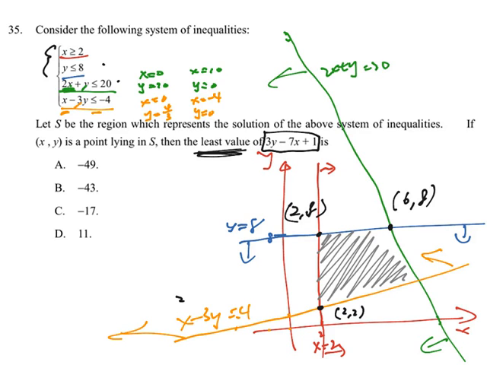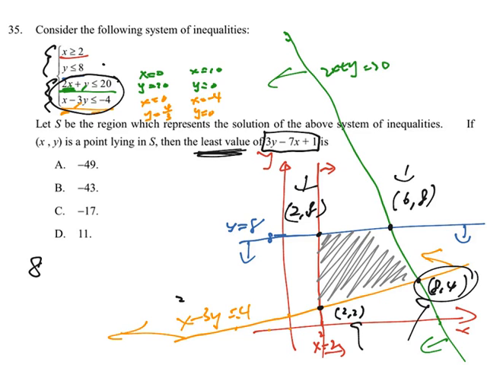Finally, we will see this point. This point is combining these two, so you can use simultaneous equations. Then you can get 8 and 4. Then you substitute point by point. Finally, you can get this is the least: 3 times 4 minus 7 times x plus 1, negative 43. So the answer is B.